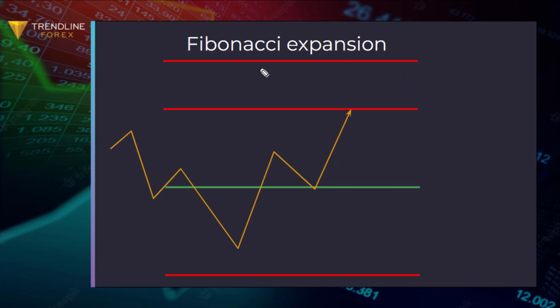Now, you need 3 points in order for this to work. Okay, first you need your point A, your point B, and your point C. This is where you will enter your trade, and then you have to place your Fib expansion tool across all those 3 points, and that tool will give you the next target levels to watch out for.